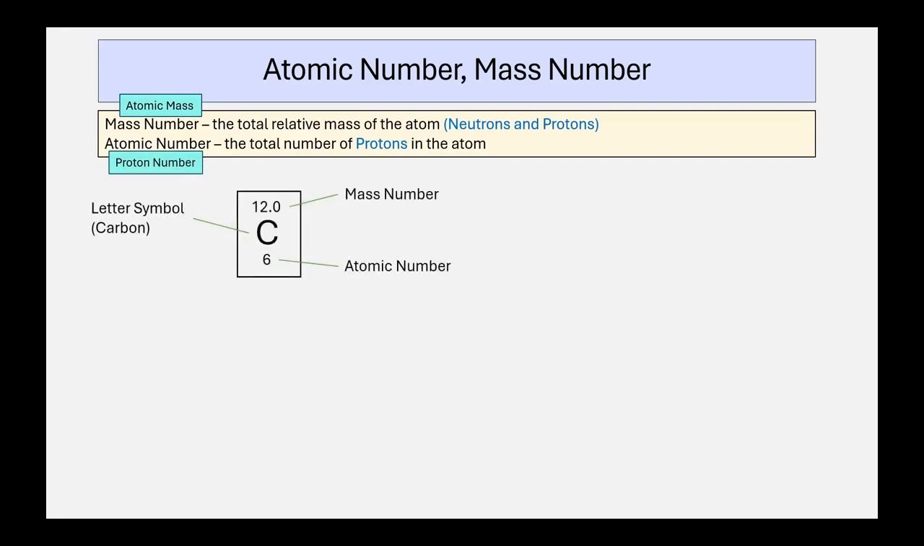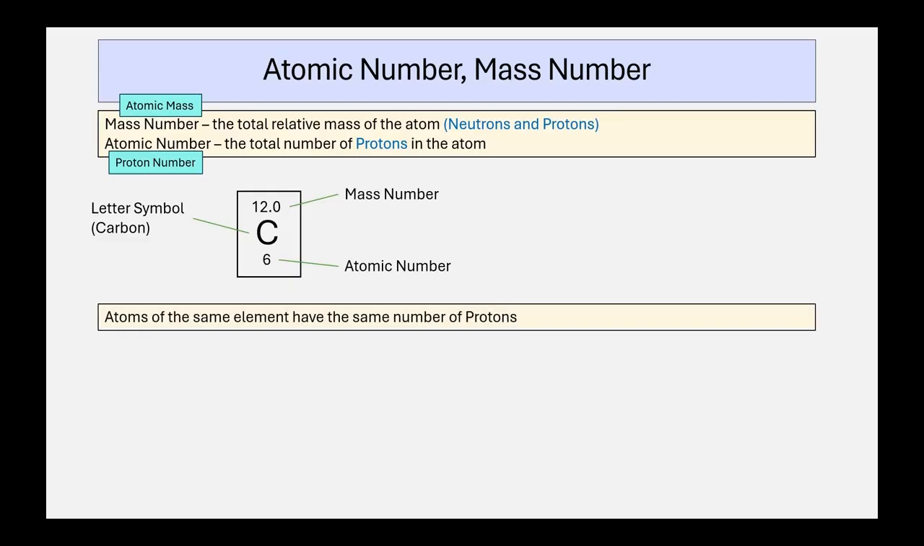Here's an example. Here is a carbon atom. We've used the letter symbol C for carbon. That's how we would describe that. And it's got a mass number of 12 and an atomic number of 6. So that means it has 6 protons and 12 neutrons and protons.